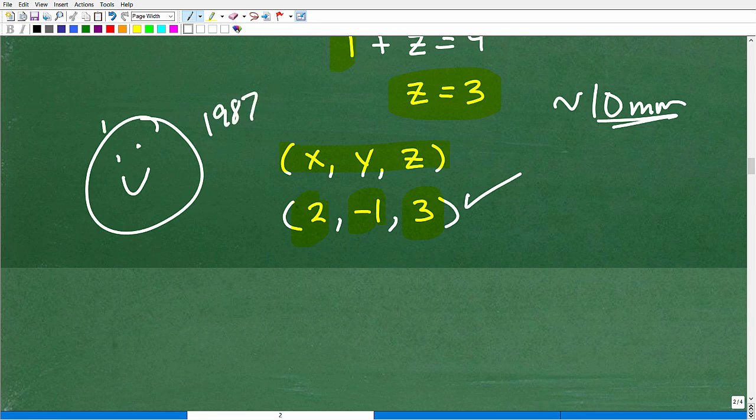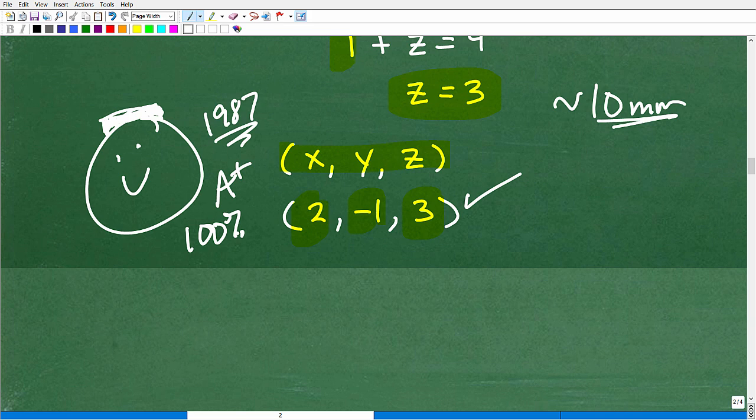1987 happy face with a good old-fashioned mohawk, which unfortunately I don't see that haircut around anymore. Probably because those of us who wore that haircut back in the 80s might have receding hairlines. That's what happens when you get older. But anyways, nice job, giving an A plus and 100%.